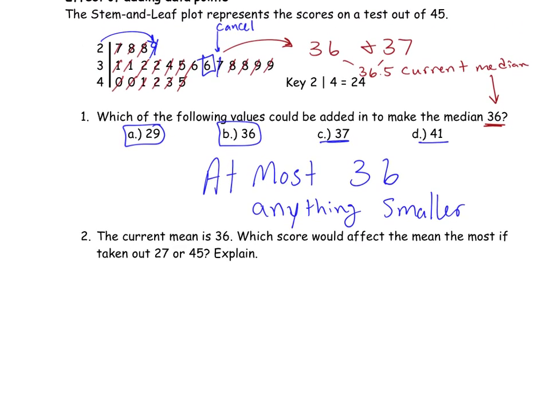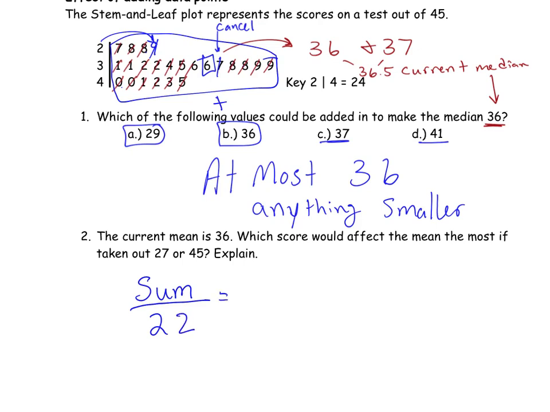So, if the current mean is 36, that means when you add all of these numbers up and then divide by 1, 2, 3, 4, 5, 6, 7, 8, 9, 10, 11, 12, 13, 14, 15, 16, 17, 18, 19, 20, 21, 22, you get 36. So if we take the sum of all of those numbers and divide that by 22, we get 36.